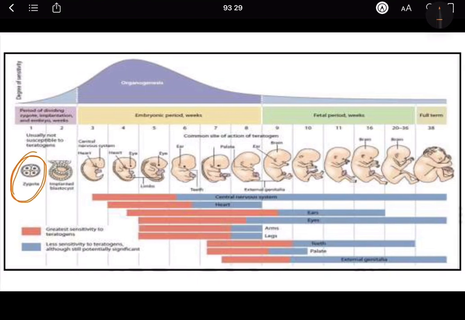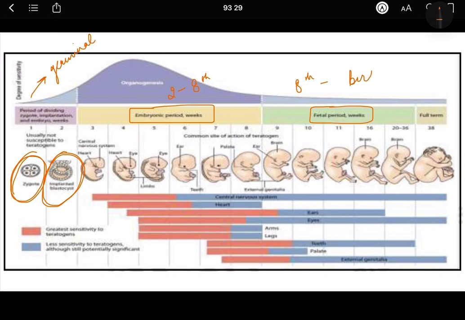This zygote starts to develop into a blastocyst where the placenta, umbilical cord, endoderm, ectoderm, all of that was happening. So this was our germinal phase, the first phase. Then starts our embryonic phase, right? The embryonic phase is from the second week to the eighth week, and our final fetal period is from the eighth week to the birth, right?